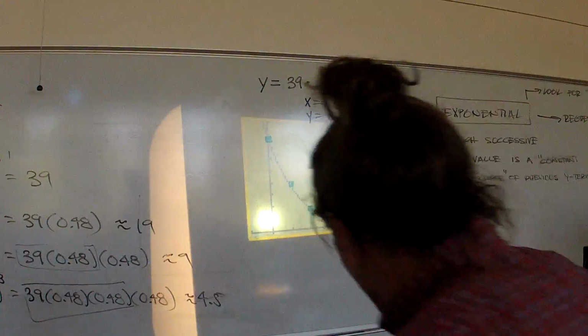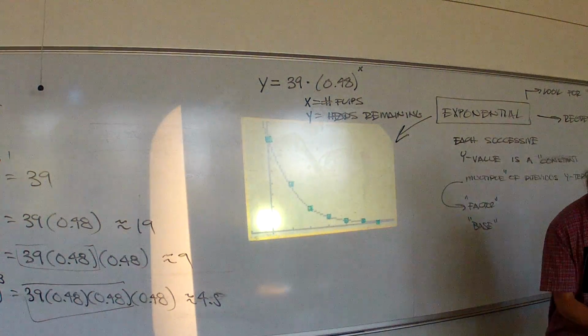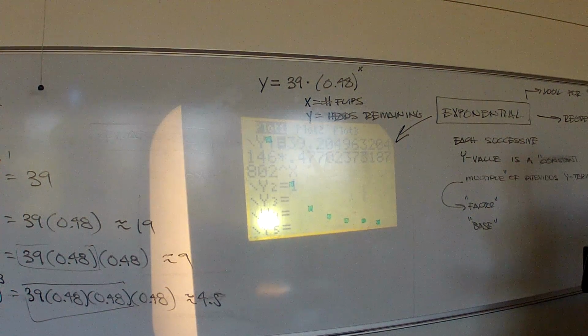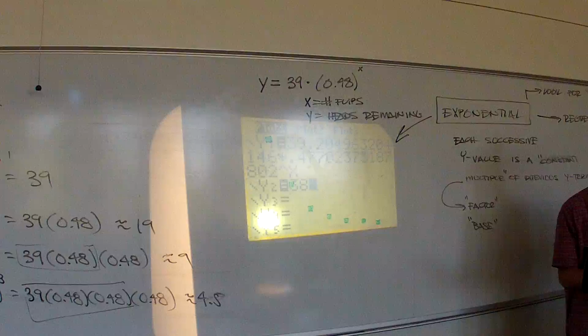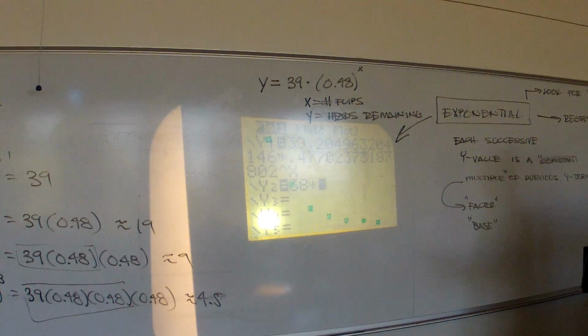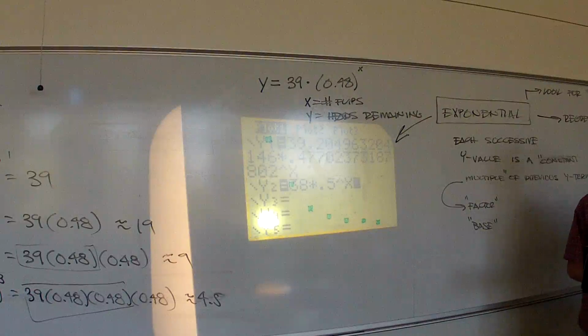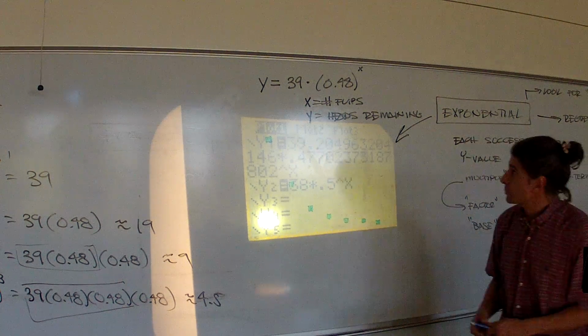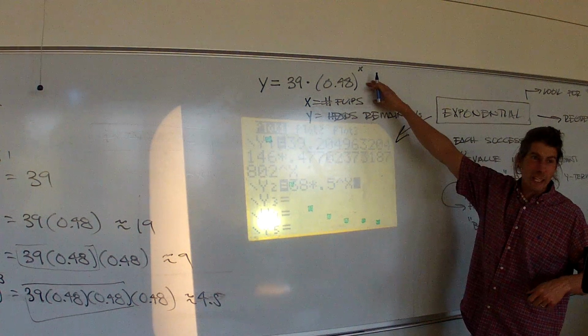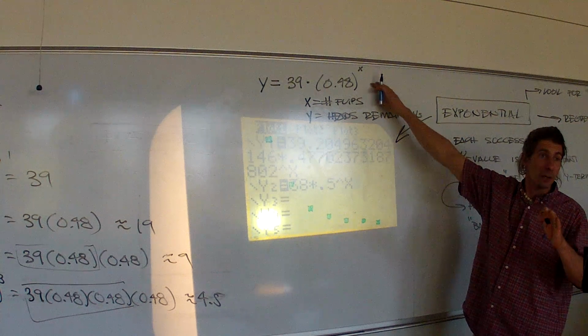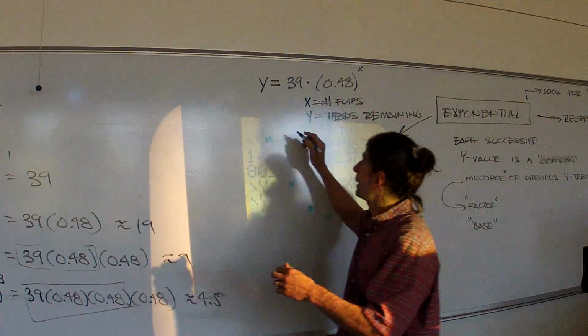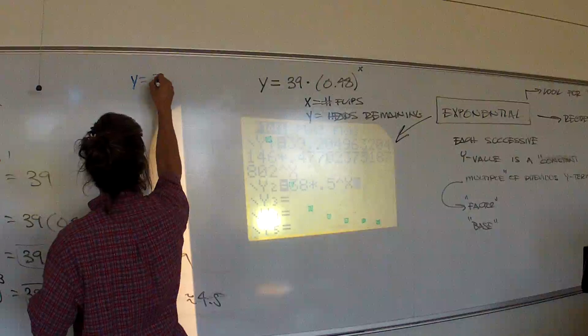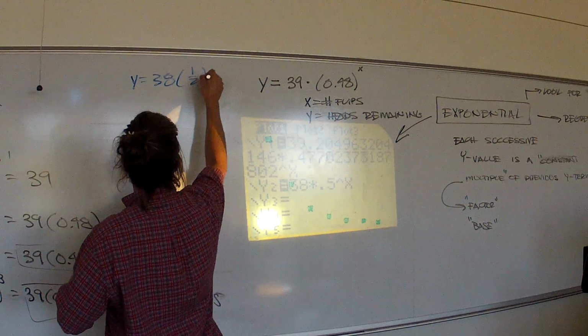So let's answer Gabe's question now. In the Y2 spot, I'm going to put in the perfect relationship of 38 coins times 0.5 to the x power. So in other words, this beautiful model right here was our experimental model. What I want to put in next is the perfect model, 38 times 1/2 to the x.